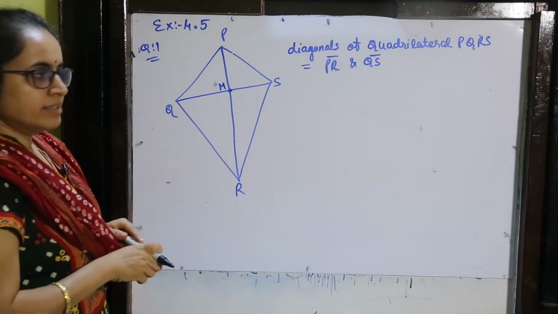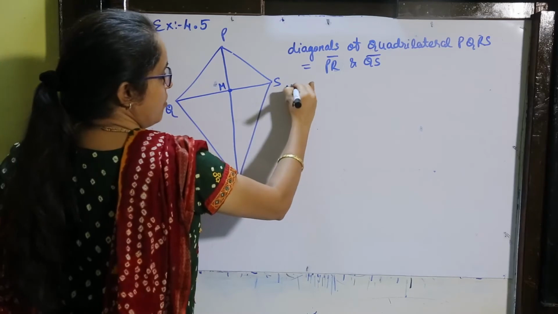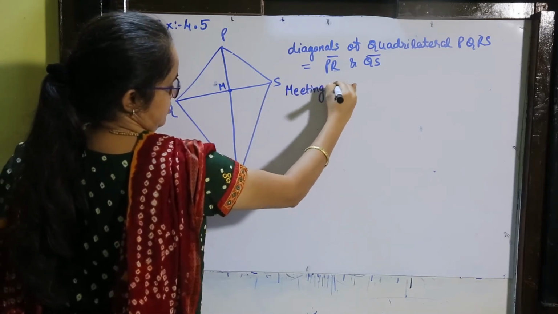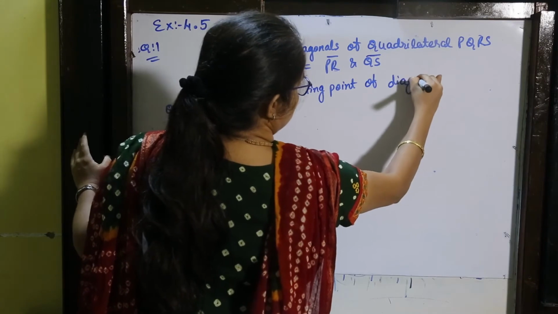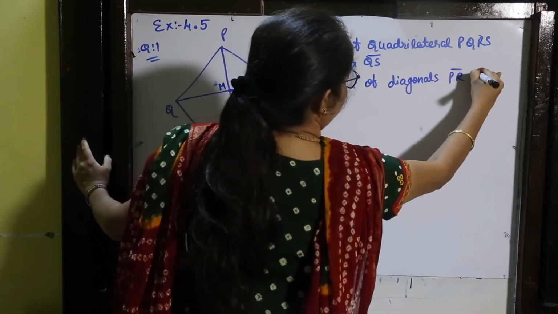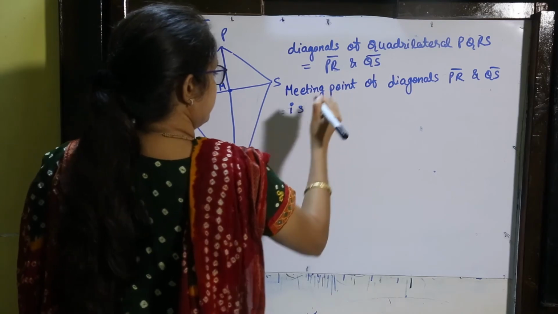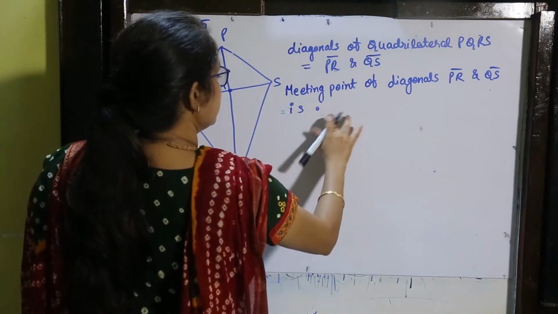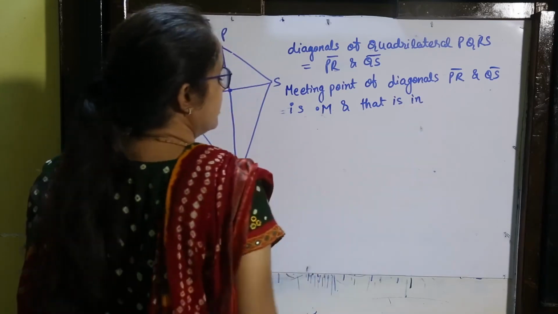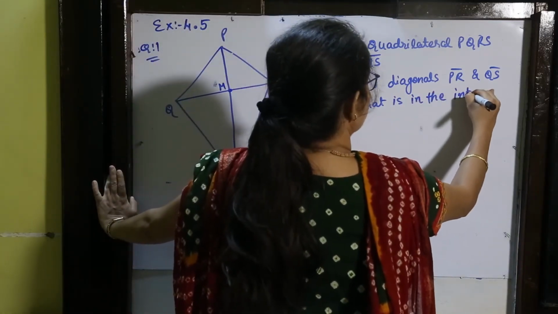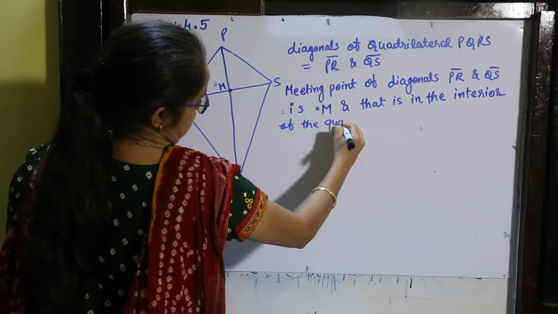In this quadrilateral, now we have to see the interior point or meeting point of the diagonals. The meeting point of diagonals PR and QS is point M. You can see point M here, and that is in the interior of the quadrilateral. Okay, that's your answer for question number 1.